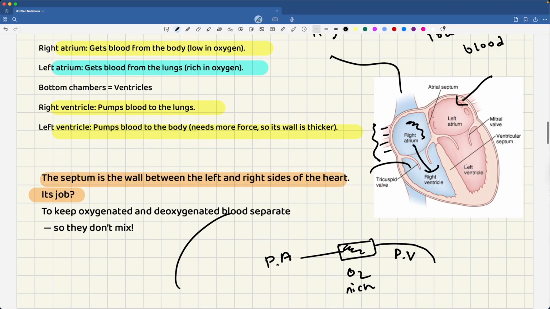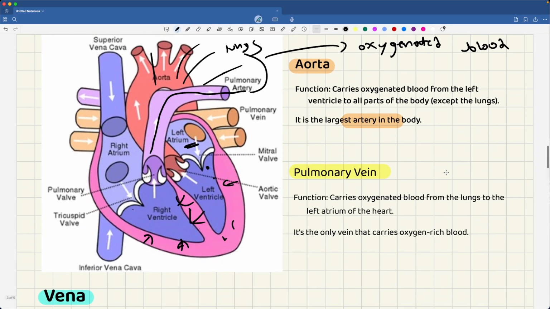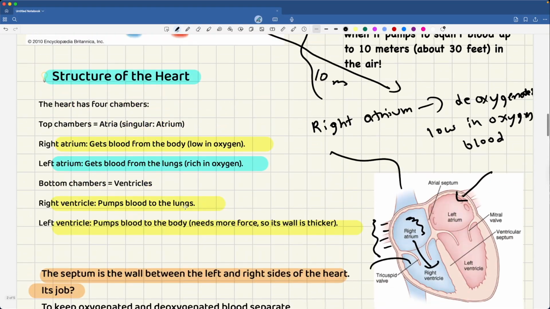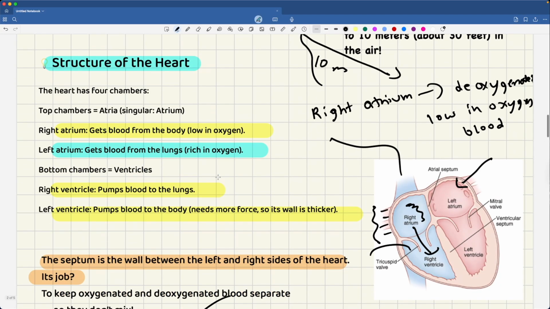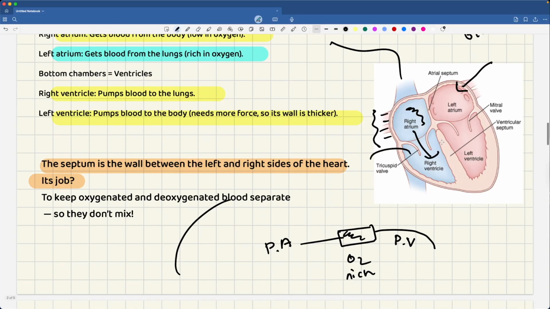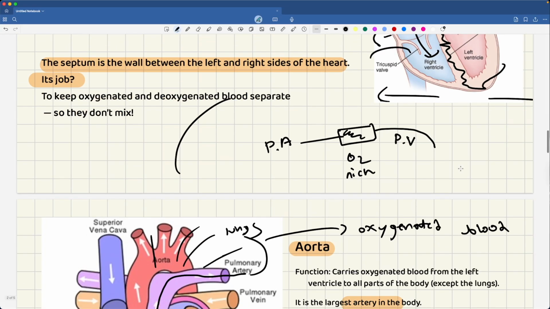We have one another important structure, which is septum. The septum over here, you can see the septum. These are the septums. So septum basically keeps the right side of the heart separate from the left side, and so it prevents the mixing of oxygenated and deoxygenated blood.